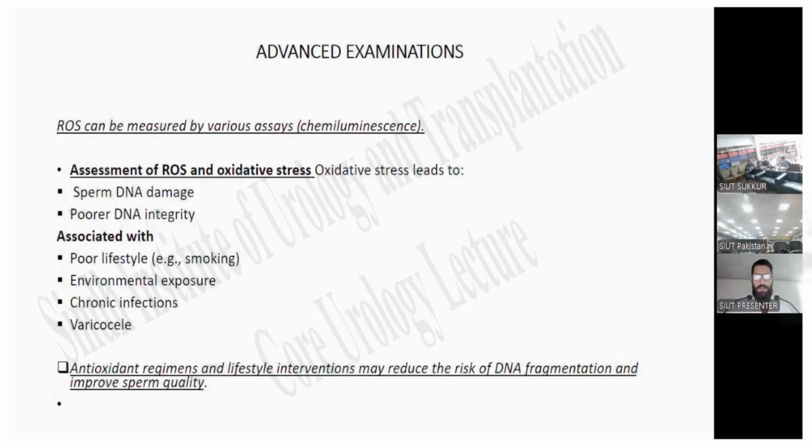Advanced examinations include assessment of reactive oxygen species and oxidative stress, which can lead to sperm DNA damage and poorer DNA integrity. It is associated with poor lifestyle, environmental exposure, chronic infections, and varicocele. Antioxidant regimes and lifestyle interventions may reduce the risk of DNA fragmentation and improve sperm quality.